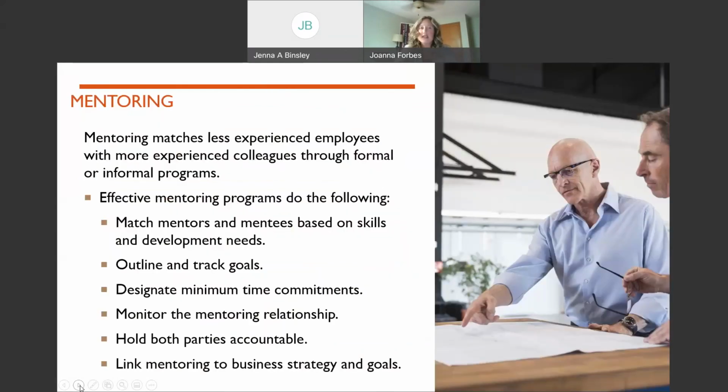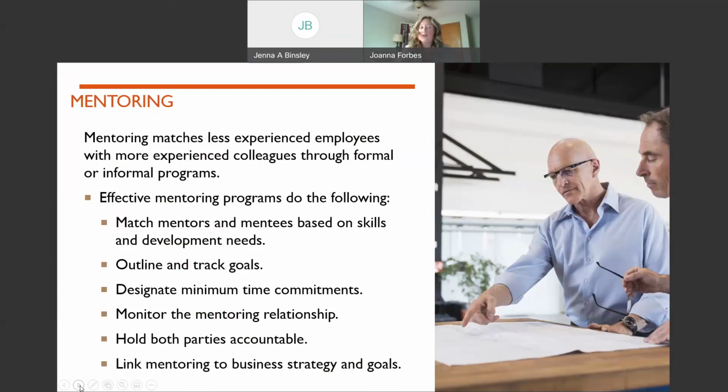The other thing that we see is mentoring. So mentoring matches our less experienced employees with our more experienced employees. Again, this can be formal or informal. But we want to make sure that we have people matched up based on their skills and their developmental needs. And we want to make sure that if we have goals, we're tracking them. Again, there's our documentation. And again, we want to make sure that the mentor is on board, wants to do this, is not doing it because they have to. They're doing it willingly. They're doing it because they want to. And we're holding both parties accountable.